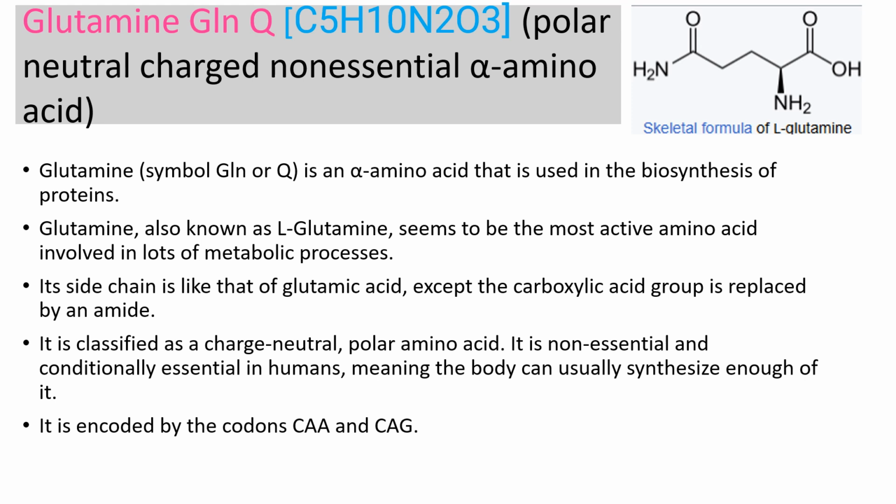All right. So its side chain is like that of glutamic acid, except the carboxylic acid group is replaced by an amide, classified as a charged neutral polar amino acid. It is conditionally essential in humans, meaning the body can usually synthesize enough of it. It is encoded by CAA, CAG, because it is considered non-essential and conditionally essential in humans, right? But most of the time it is non-essential. So you cannot call it semi-essential. You can only call it non-essential. Okay. It is encoded by codons CAA, CAG.